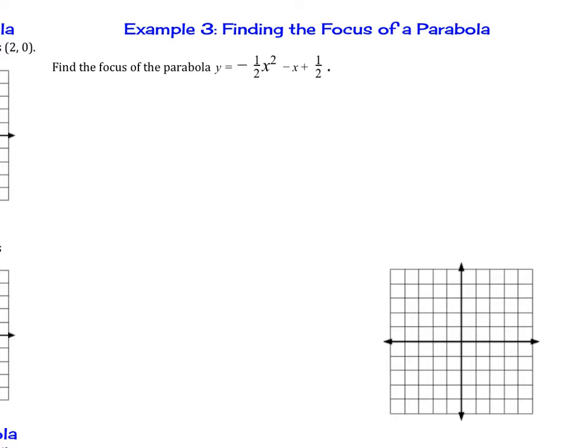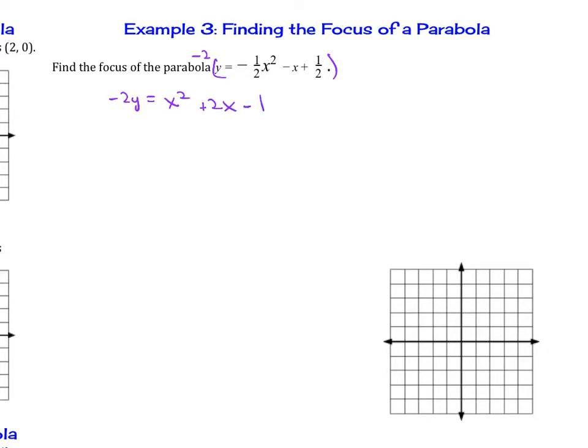One thing I'm going to do first of all is get rid of the fraction, and to do that I'm going to multiply everything by -2, because I want that x squared to be positive as well. So multiply everything by -2. Now I have -2y equals x squared plus 2x minus -2 times a half, which is 1.